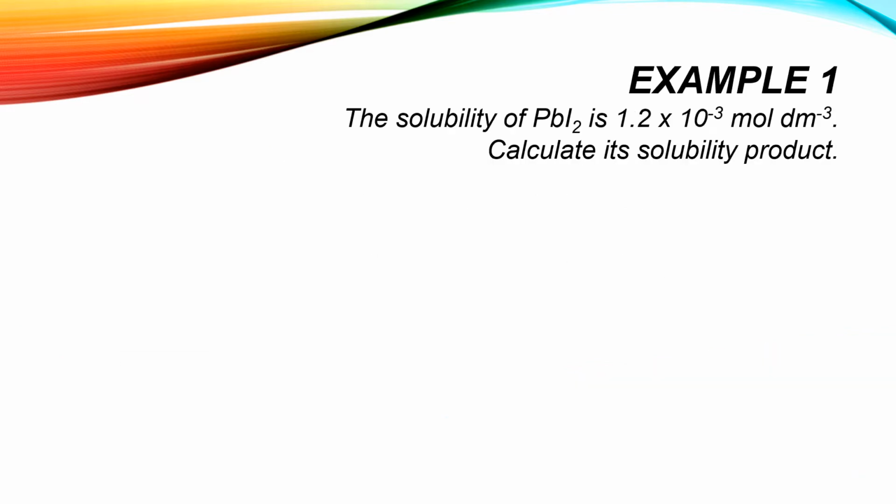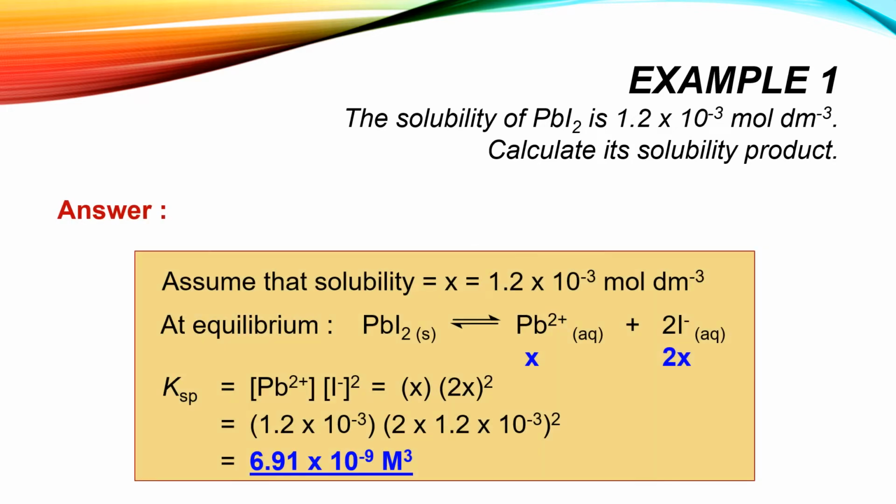Example 1. The solubility of plumbum iodide is 1.2 exponent negative 3 mole per dm cube. Calculate its solubility product. To answer this question, first, let's assume that solubility is equal to X. Writing the solubility equilibrium expression, plumbum iodide is dissolved to form plumbum 2 plus ion and iodide ion. Since the solubility is assumed as X, thus 1 mole of plumbum 2 plus is equal to 1x. 2 moles of iodide ion is equal to 2x.